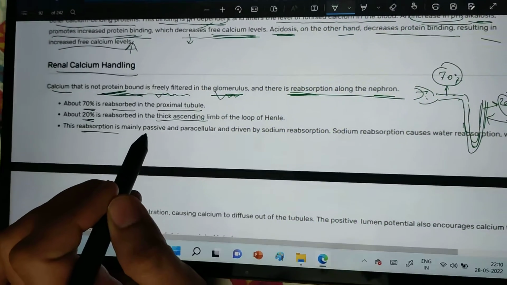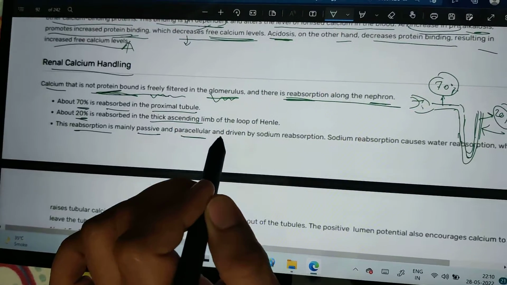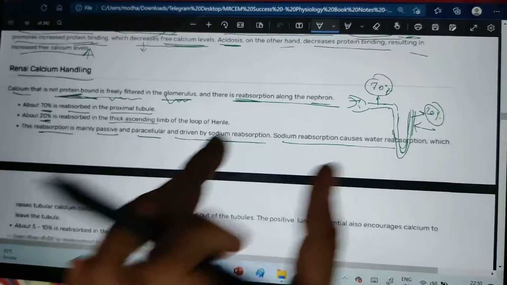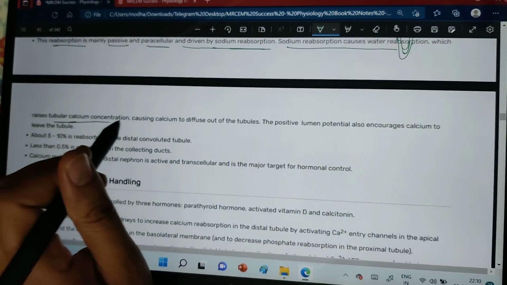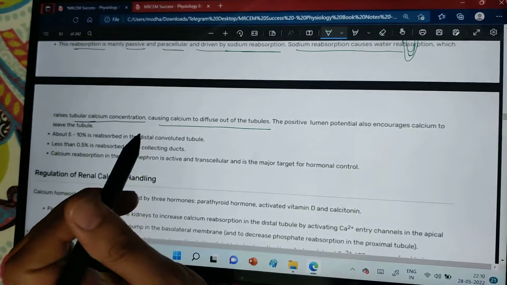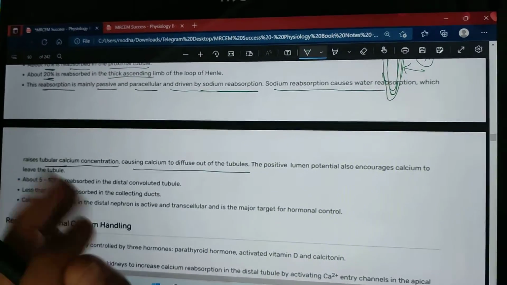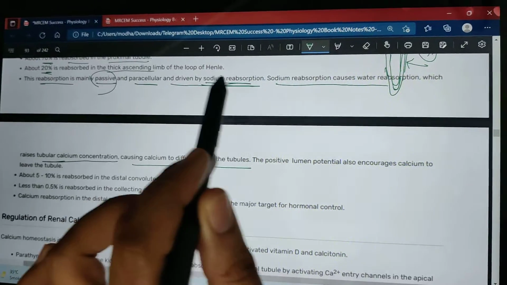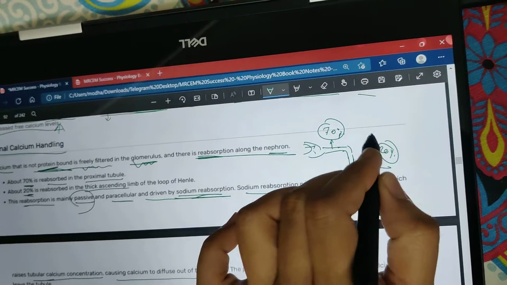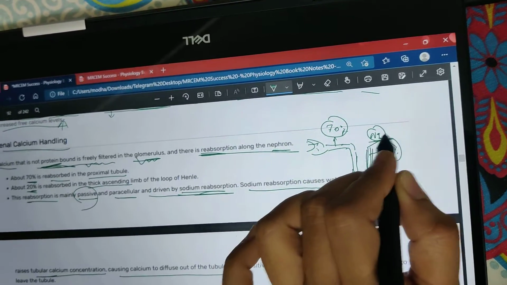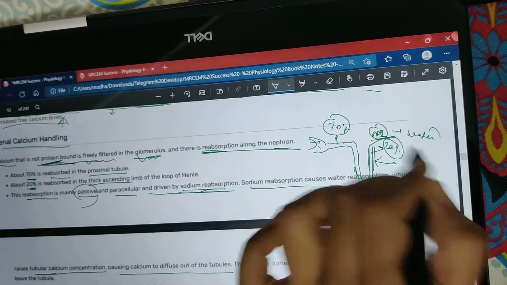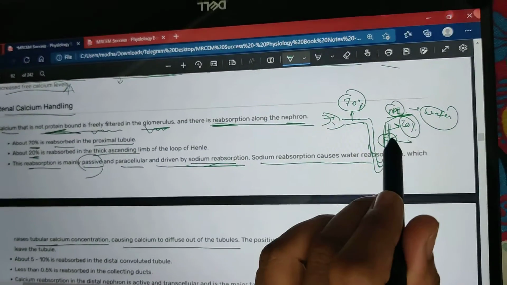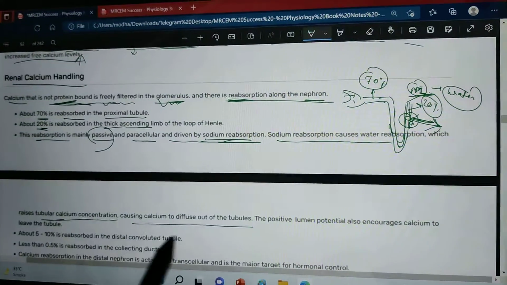This reabsorption is mainly passive and paracellular, and driven by sodium reabsorption. Sodium reabsorption causes water reabsorption, which raises tubular calcium concentration, causing calcium to diffuse out of the tubules. So how does this calcium reabsorption occur? It is passive diffusion driven by sodium reabsorption. If sodium is reabsorbed here, the water will be reabsorbed, and the calcium in the tubule will be on the higher side, so it will come out by diffusion.